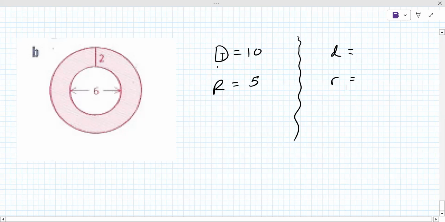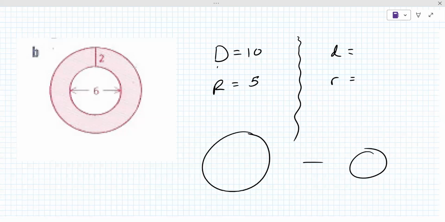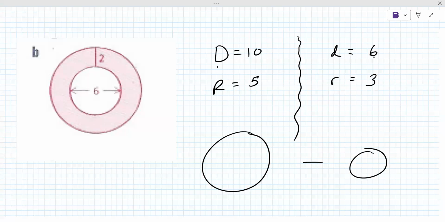Okay. And then do we want it of the small circle as well? Yes, because you're going to take the large one and subtract the small one. Okay. So the small one, the diameter is 6, and then the radius would be 3. Okay, and let's do some real units. Let's say this is in centimeters this time.